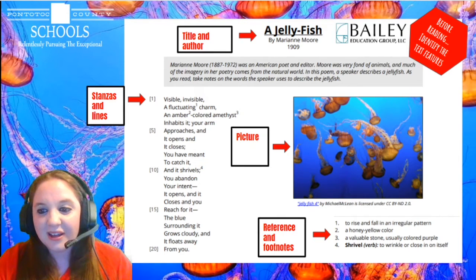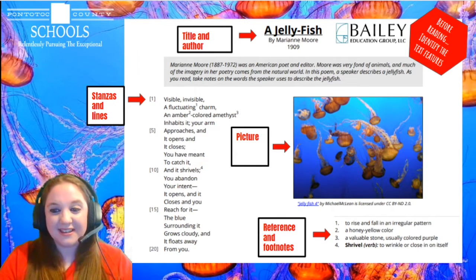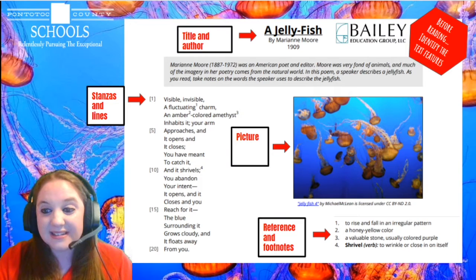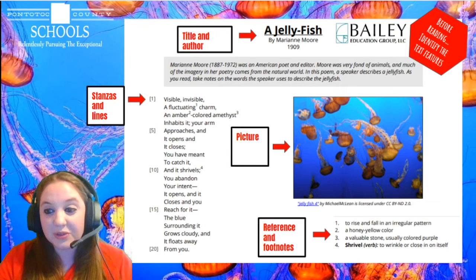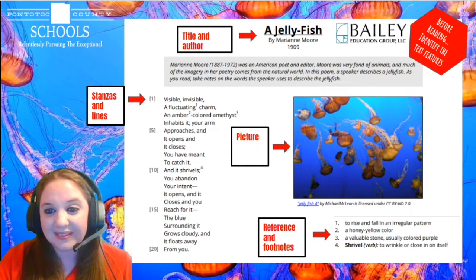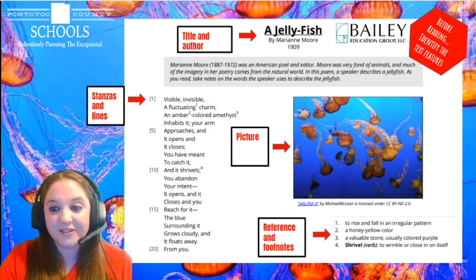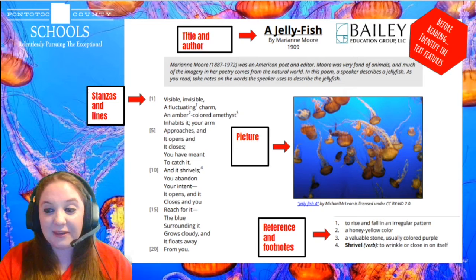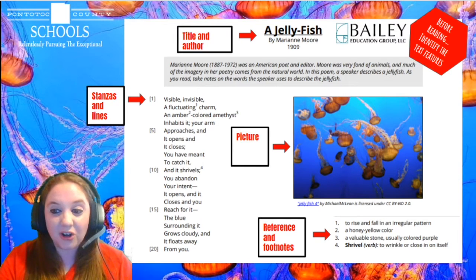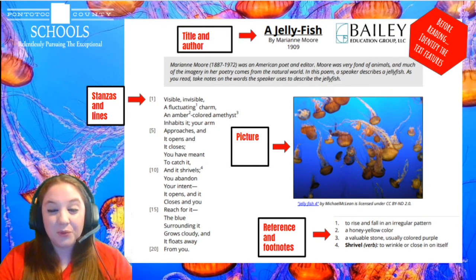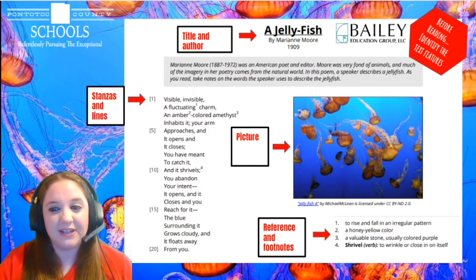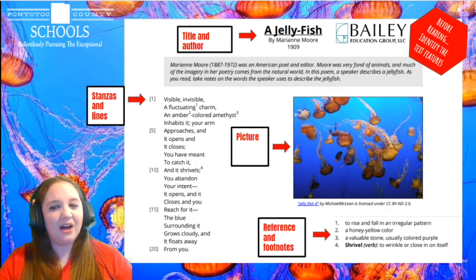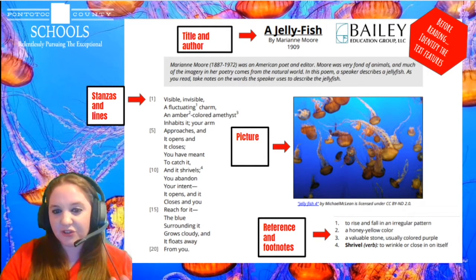Number 3, the word is amethyst. An amethyst is a valuable stone, usually colored purple. Number 4, shrivels or shrivel. This is a verb or an action. It means to wrinkle or close in on itself. Remember that we are reading about jellyfish, so we can think about how these footnotes could be related to the text.